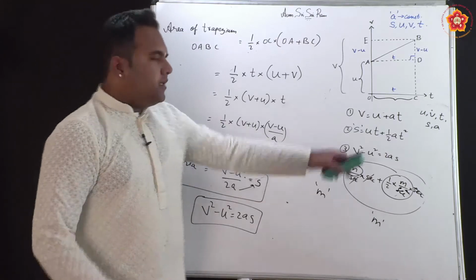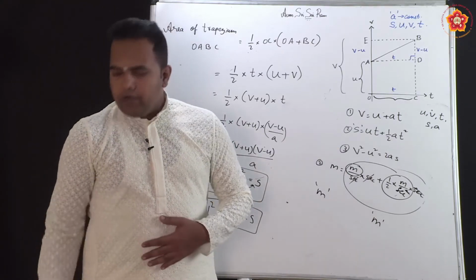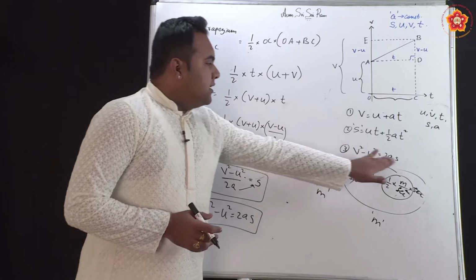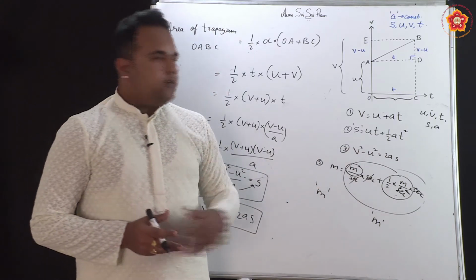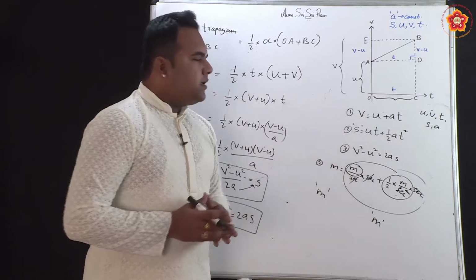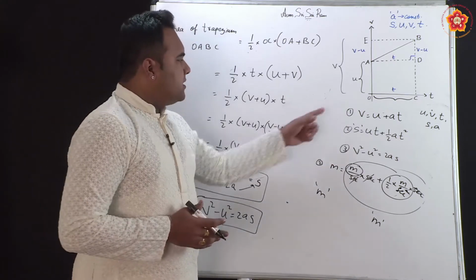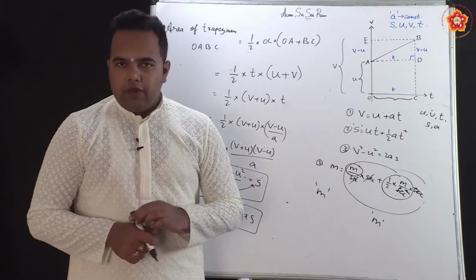Similarly, if you check for the third equation as well, you will be able to make out whether dimensionally or in terms of units it is balanced or no. So these are the 3 equations of motion. As we are solving some numericals, we will be seeing how to apply this. Let us have a look.